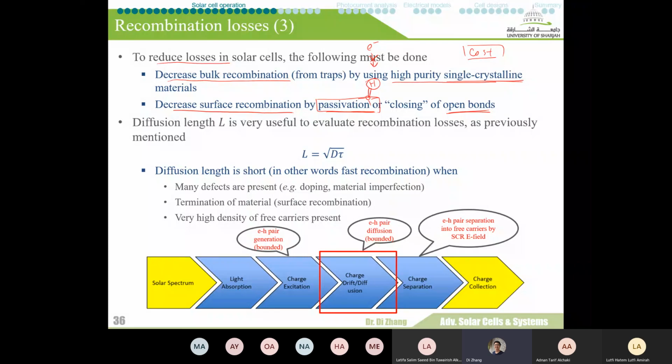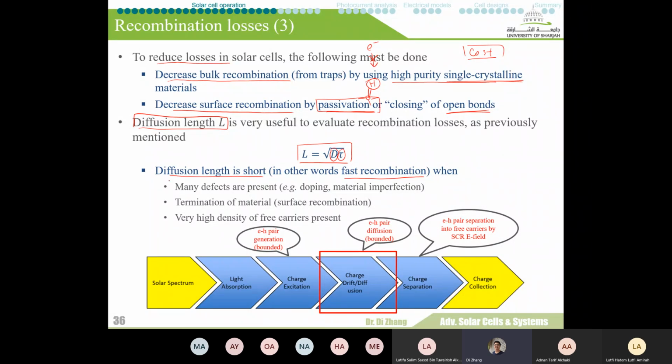Before, we also mentioned the diffusion length concept. Typically, diffusion length is a very useful parameter to look at the recombination losses. The diffusion length equation basically says that the diffusion length equals the square root of the diffusion coefficient times the lifetime tau. So if you have a very fast recombination, typically it means that your diffusion length will be very short. So when will we see a very short diffusion length?